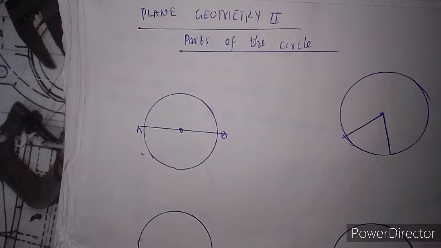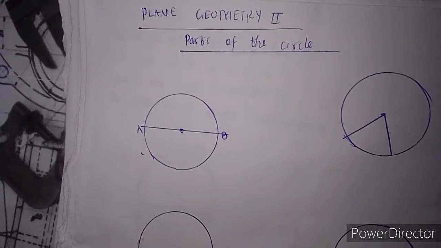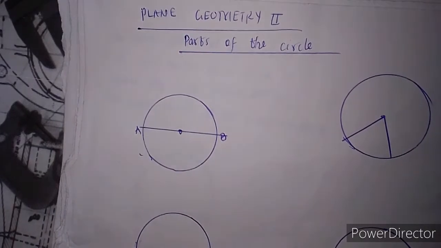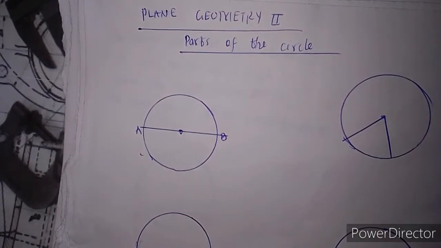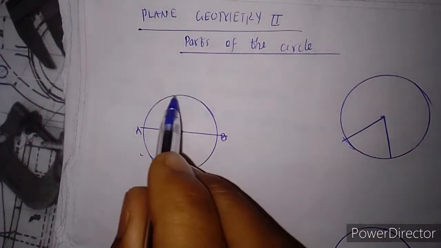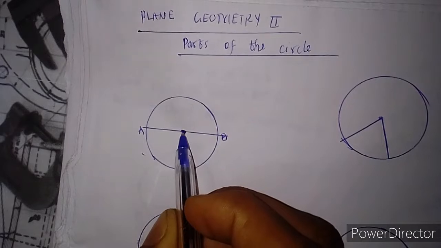So right away, let's go to the board to learn our circle theorem. Let's start with our plane geometry 2, which is talking about circles. So we start with naming some of the parts of the circle. When we say a circle, it is just the set of points that are equidistant from a fixed point, which is the center.